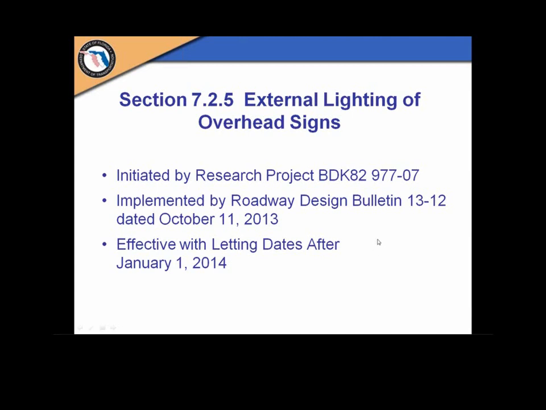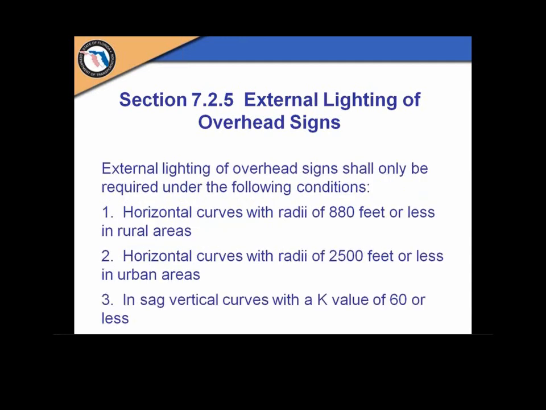Most of you should have already seen it, but we're just pulling it out of the design bulletin and adding it to the plans preparation manual. Now, there are several conditions where we will still need external lighting on overhead signs. Notice the first one is horizontal curves with radius of 880 feet or less in rural areas. The next one is horizontal curves of radius of 2,500 feet or less in urban areas.